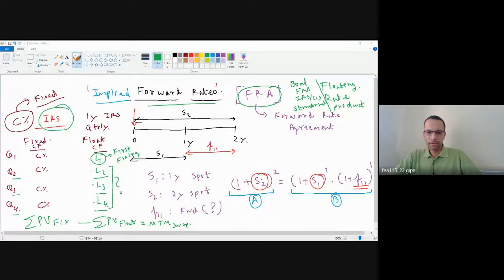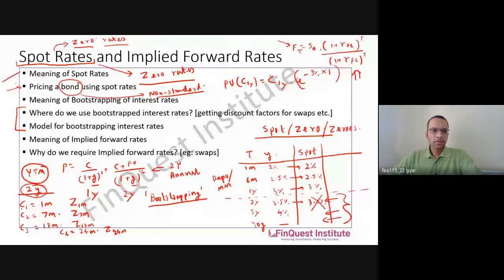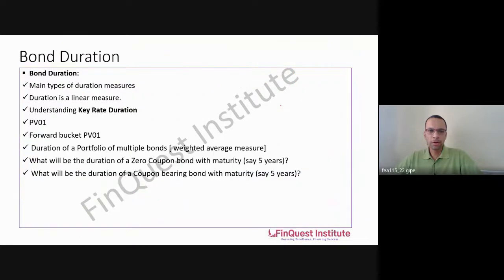I'll just go back. Idea of spot rates is done. Using of spot rates for bond pricing is done. Bootstrapping is done. Implied forwards are done. Why do we require implied forwards? All right. So good. So we have covered things on spot and implied forwards. Now we'll go on to a few risk measures which we use in bond pricing.